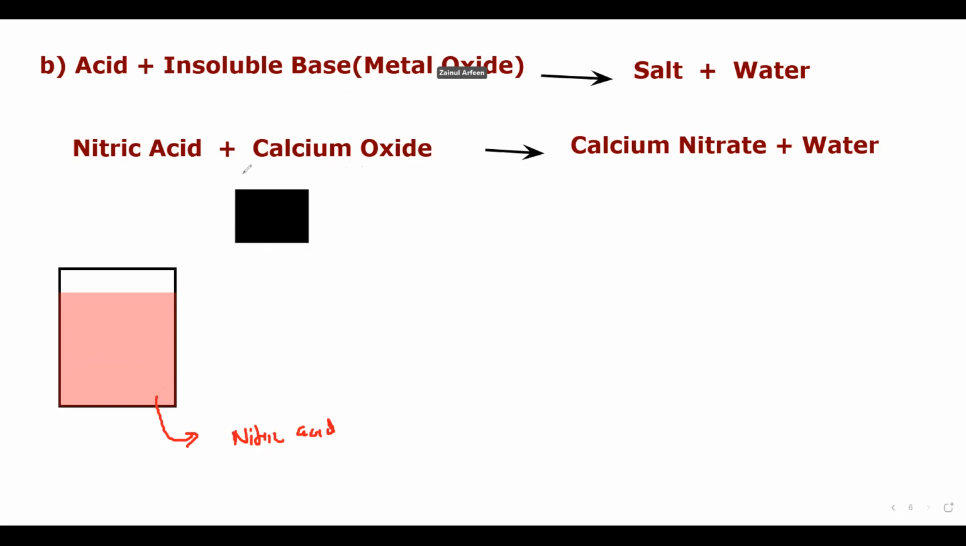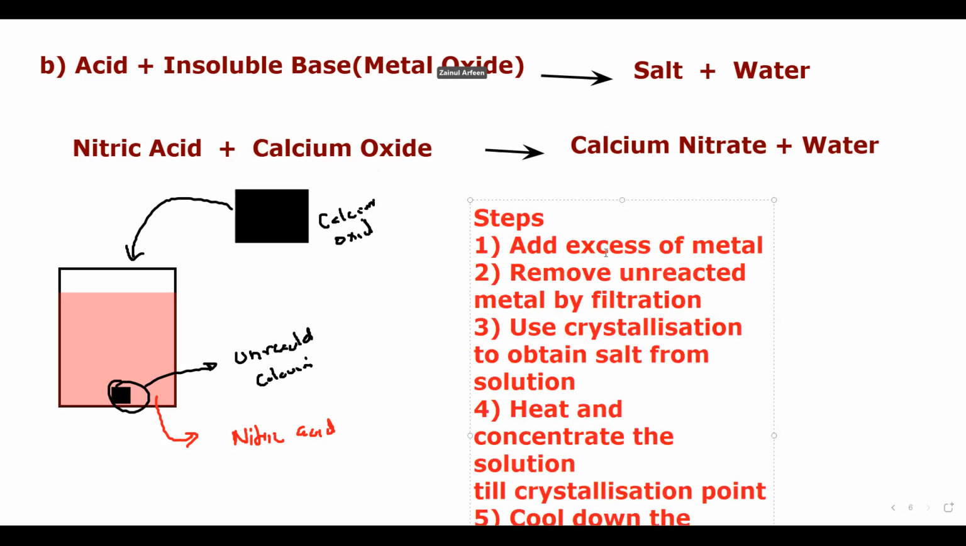When we add this solid, the solid will start to react. But as we are adding excess of the solid, a time will come when no more solid reacts and it will be left here. This is calcium oxide. What we are left with is unreacted calcium oxide. Because the acid is completely used up, some of the calcium oxide will be left unreacted. Then we can use filtration to remove this metal oxide.